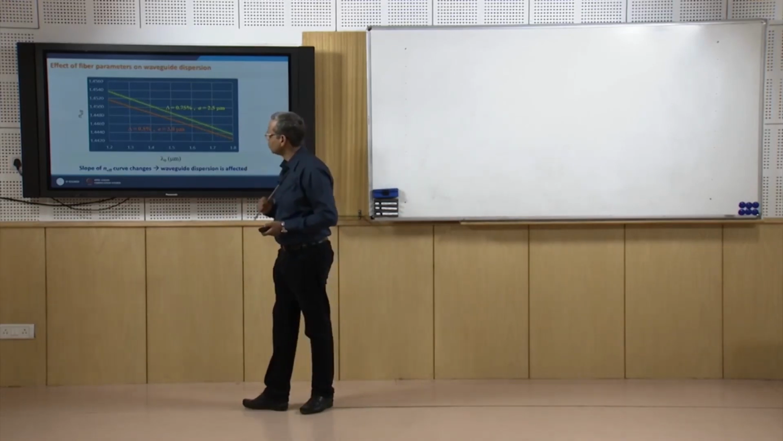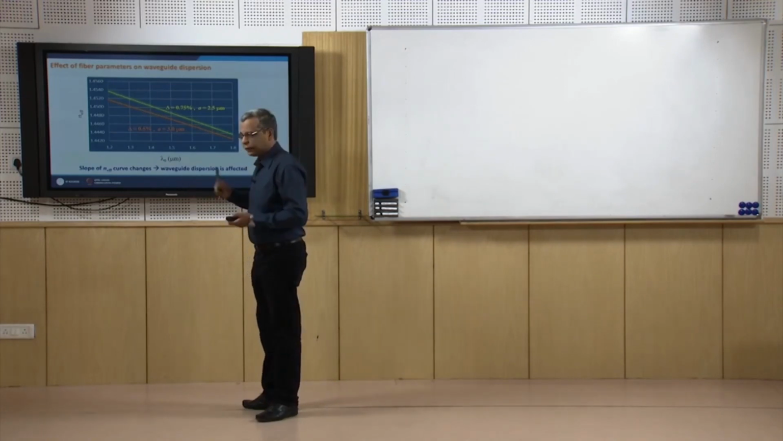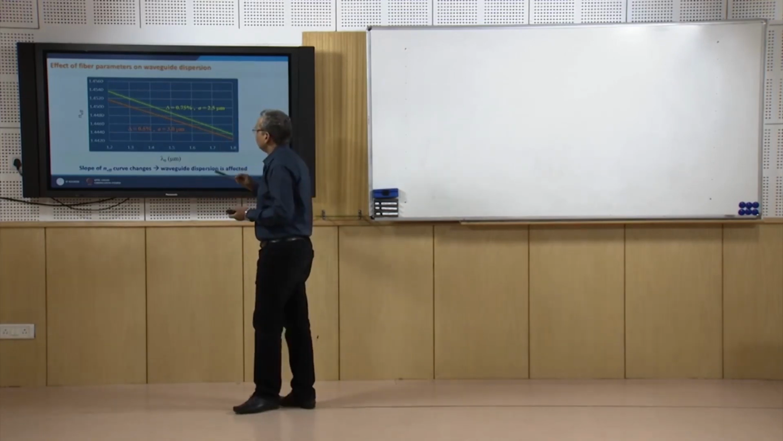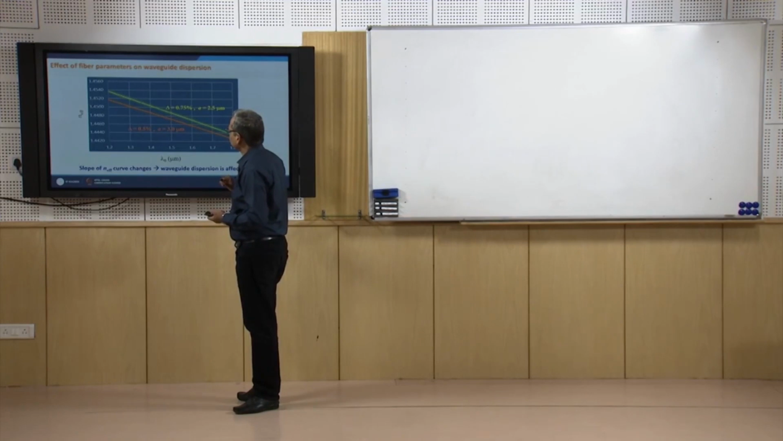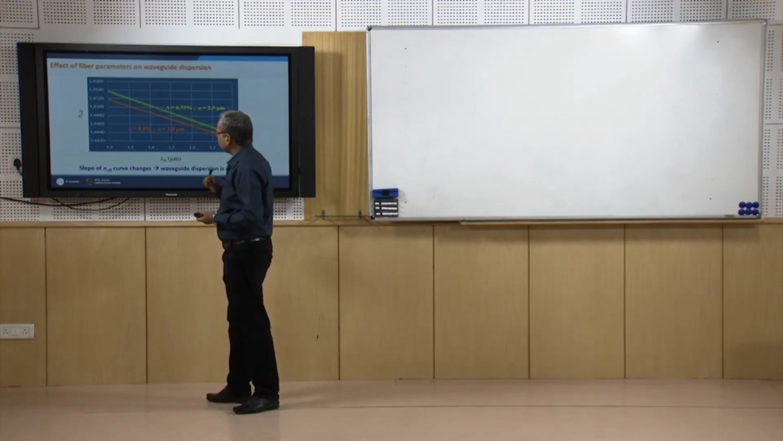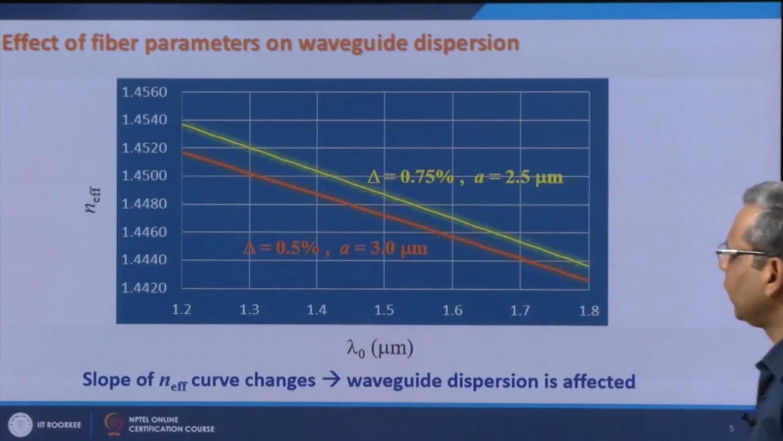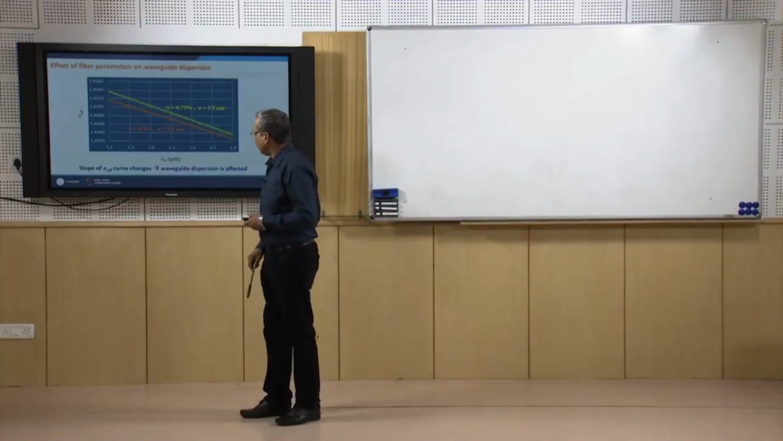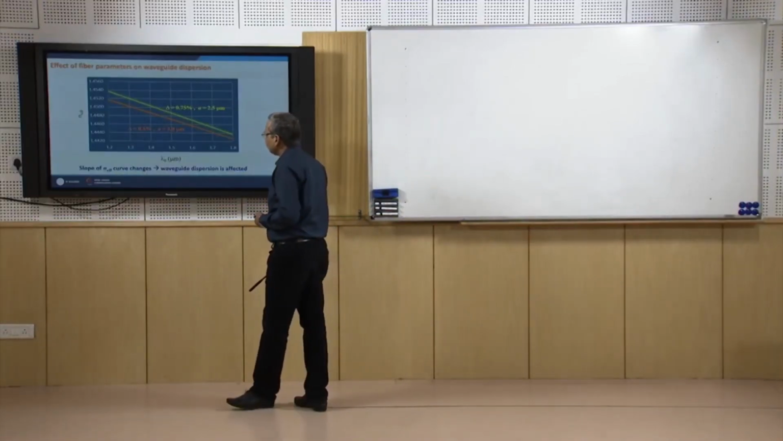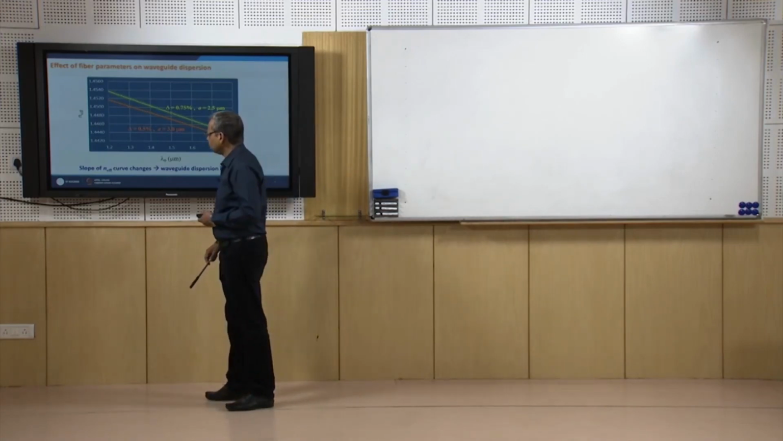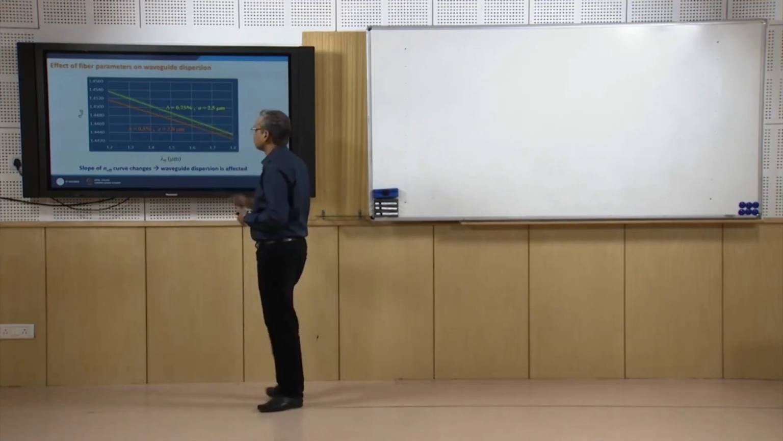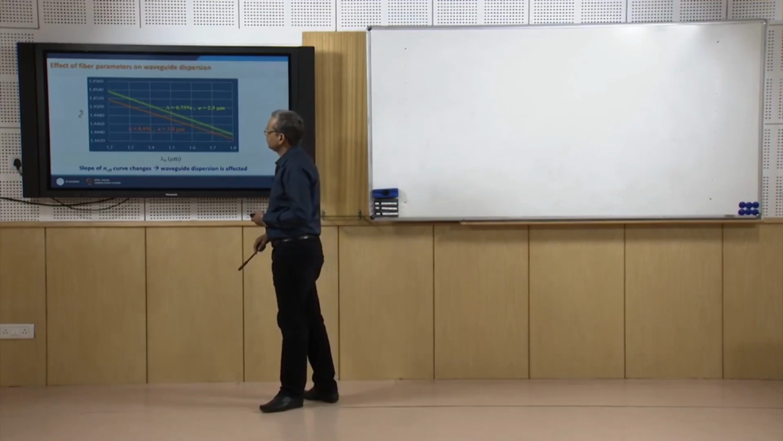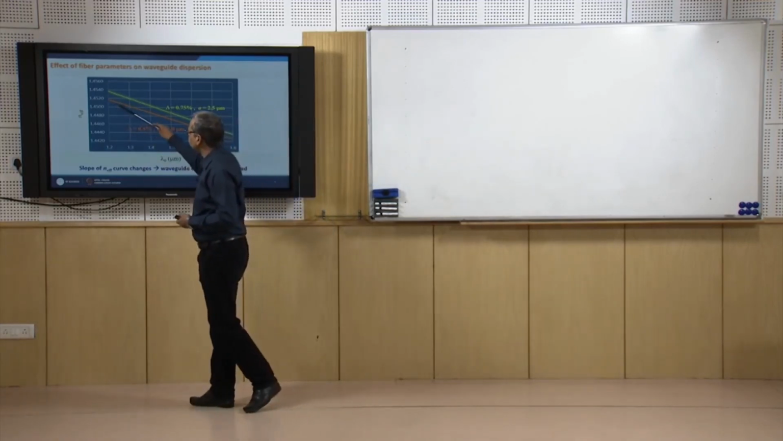In order to show this, I have taken several examples. One of the examples is that I take a fiber with delta equal to 0.5% and A equal to 3 micrometer. And now, if I calculate the effective index of the mode at different wavelengths and plot it, then the effective index varies something like this.